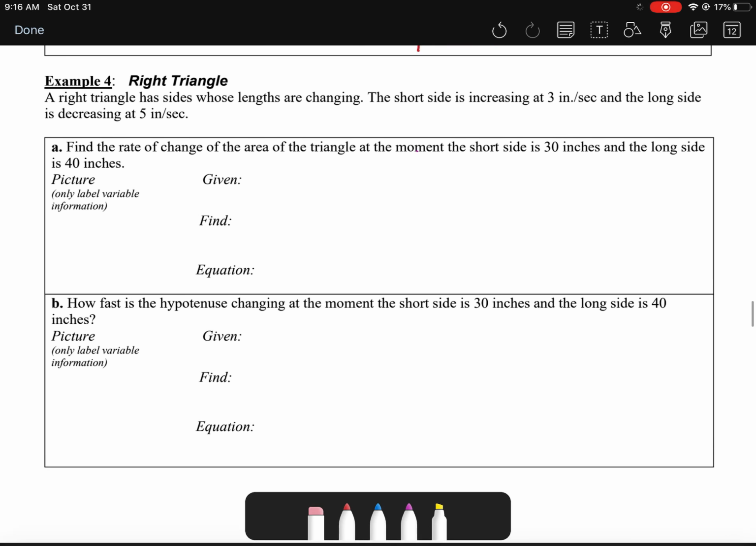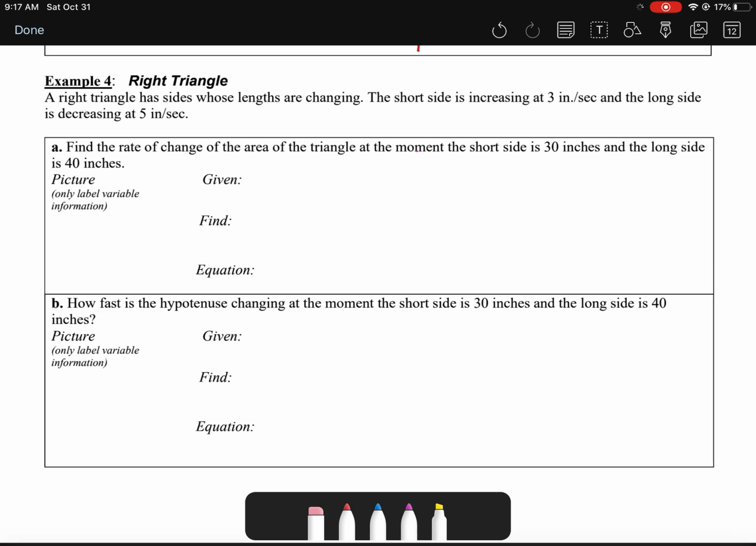Okay, so let's go ahead and try a new one. So this time we're going to be dealing with a right triangle. So a right triangle has sides whose lengths are changing. The short side is increasing at 3 inches per second, and the long side is decreasing at 5 inches per second. Find the rate of change of the area of the triangle. At the moment, the short side is 30 and the long side is 40.